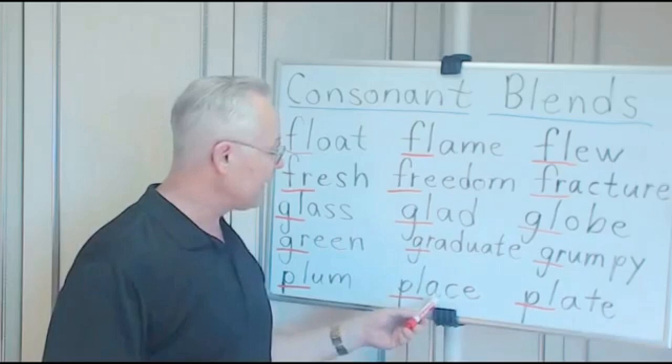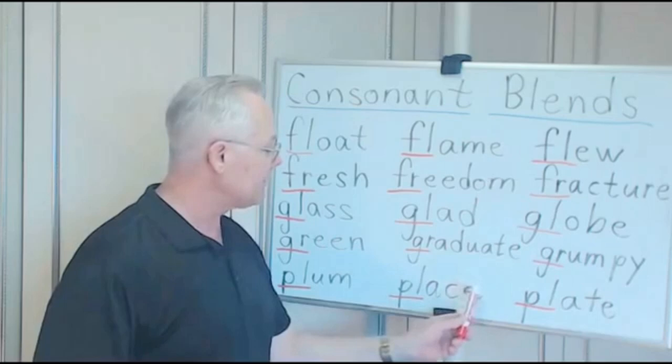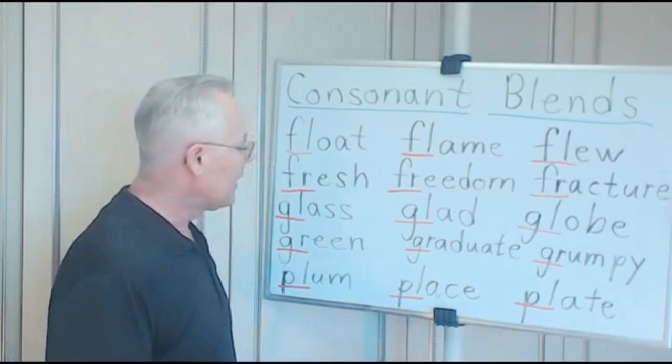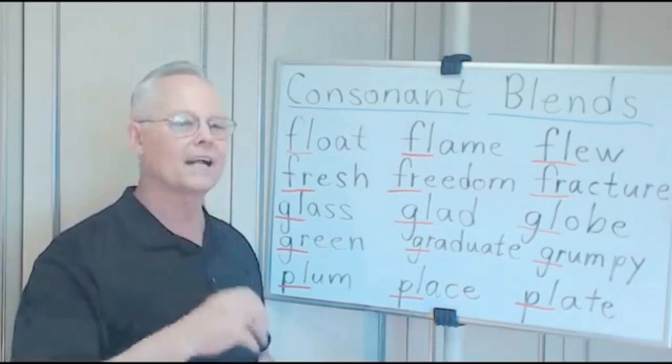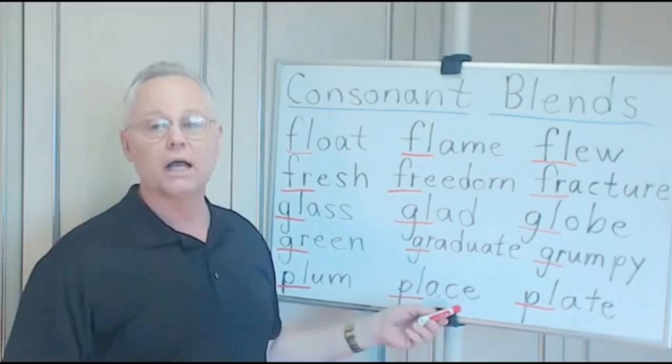Ace, place. If we took off the E, we'd have plaque. Now, I'm not saying that it's the correct spelling for plaque, but the sound plaque is something that builds up on people's teeth because they don't brush properly. And over time, they get plaque on their teeth. It's a bad thing. But PL, pla, ace.